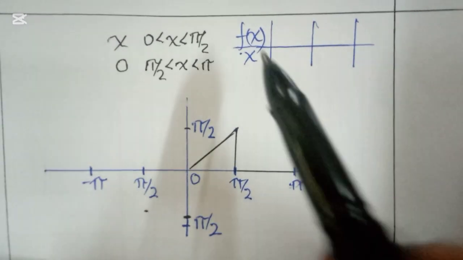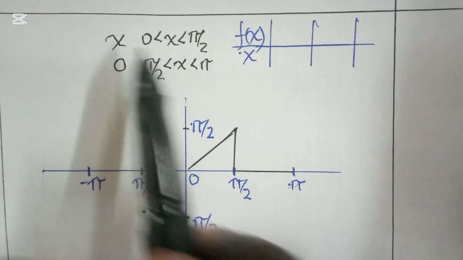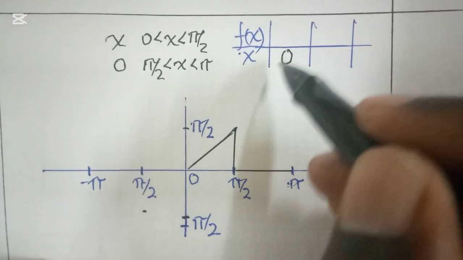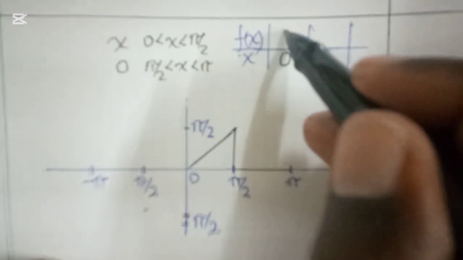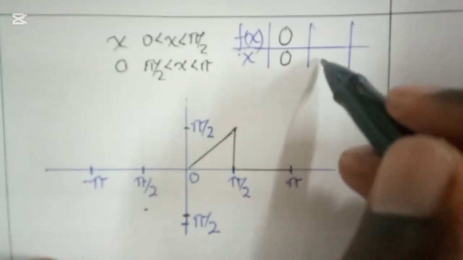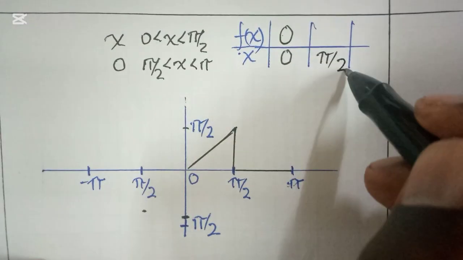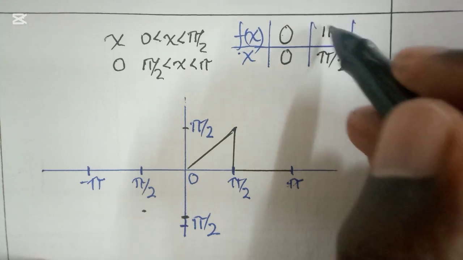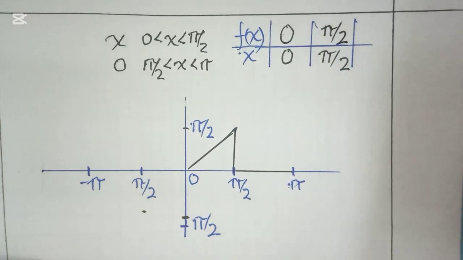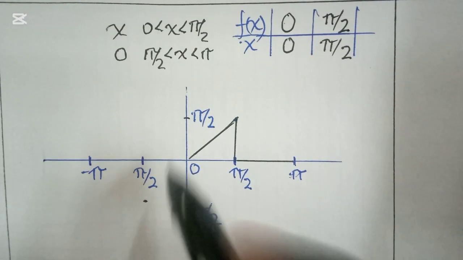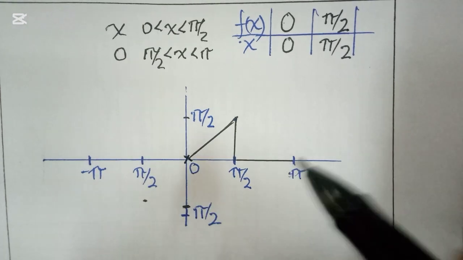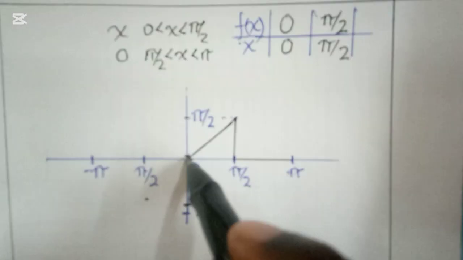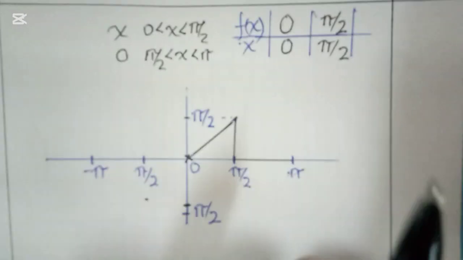So as I have done, I've gone here and put my 0 there for x. If you put 0 there, you will get 0. If you put pi over 2 there, you get pi over 2. And therefore, guys, I was able to draw that, which is this point, 0, 0, and pi over 2, pi over 2, that is another point. So I had to draw that straight line.